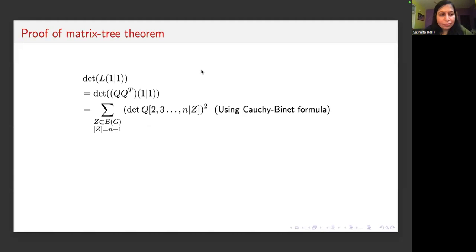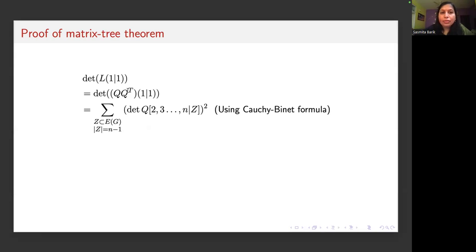One part I have already shown: that any cofactor you take has an equal value, meaning you are getting a unique value for any cofactor. So now we'll calculate what value is coming, and we'll show that it is the number of spanning trees. Okay, so let's say I'm taking the cofactor for the 1,1 entry. So L11, and I will compute its determinant. L is expressed in terms of Q and Q transpose, so I'll put Q Q transpose in place of L.